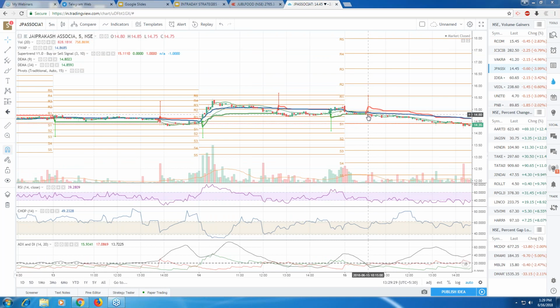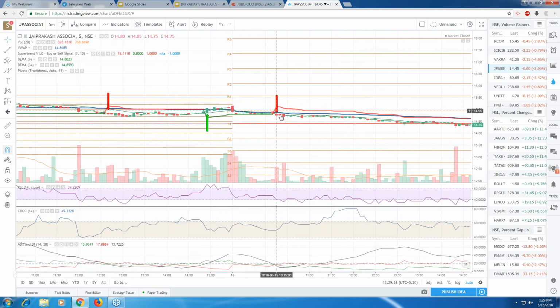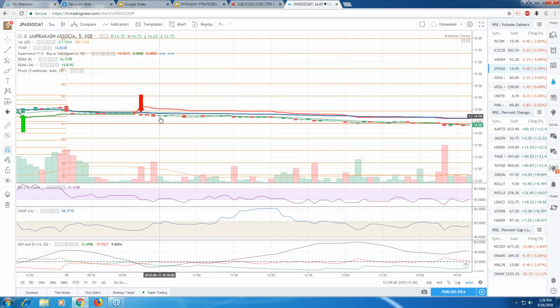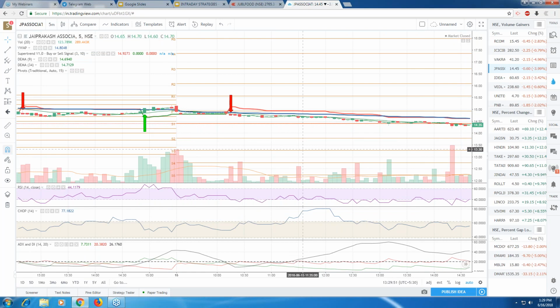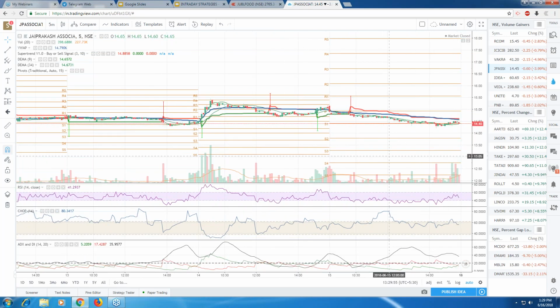14.95 is where we got the sell signal, right? And the moment the first candle's low is broken, you can enter into this. See here, it came down to here. So let's see whether we got a signal here or not. We got a signal, but not a clear signal. We didn't get a clear signal here, so we didn't have any entry in JP Associate.